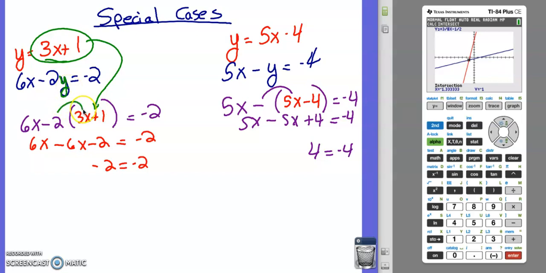So I just used the distributive property, and notice I got 6x minus 6x. So the x's actually cross out, and I end up with a true statement. Negative 2 does equal negative 2. Well, obviously it's a true statement, and what does this mean? Remember, if I graph this line, notice I get a true statement. There are no x's, so I can't actually say x equals this, y equals this. So in this scenario, there are an infinite amount of solutions.